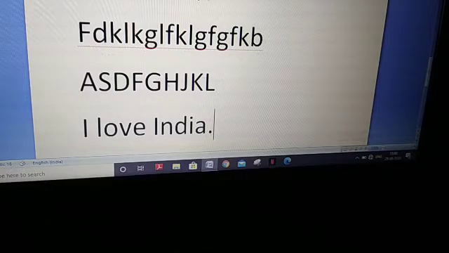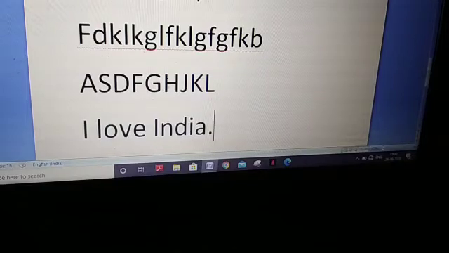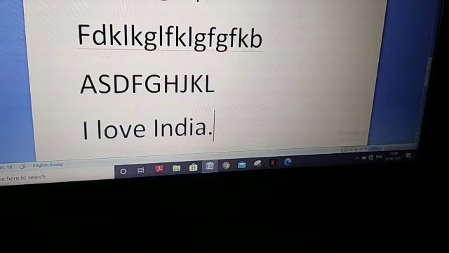So these are the cases where we use the shift key to type letters in capital: in a sentence, and to type names. Generally, to type names, their first letter should be capital, no? So for this we use the shift key, shift and that alphabet key. When we use them in combination, the letters come in capital form. Understood? I hope you understood.